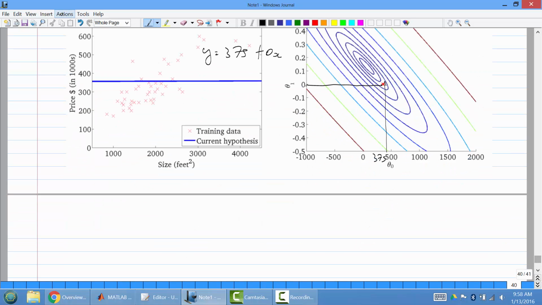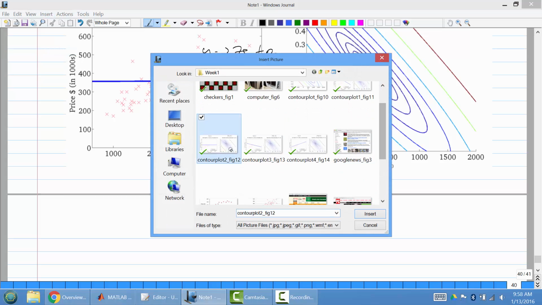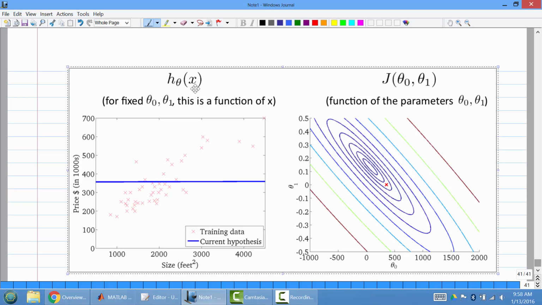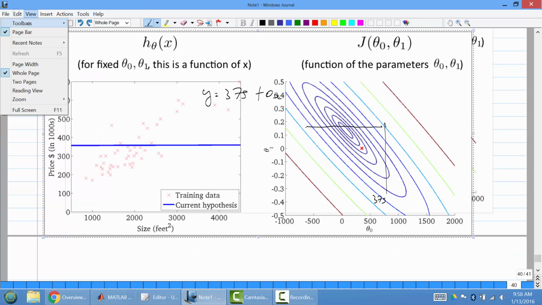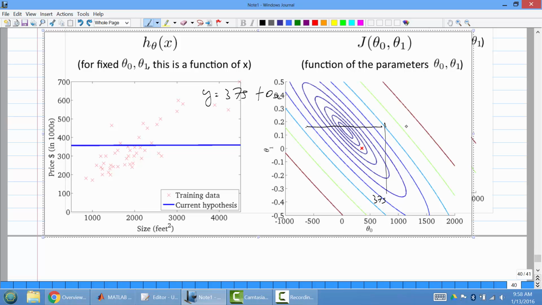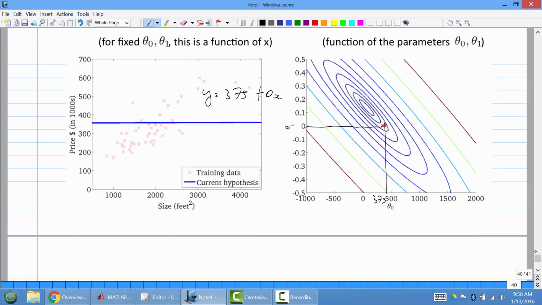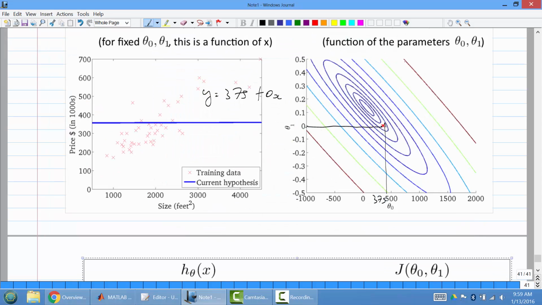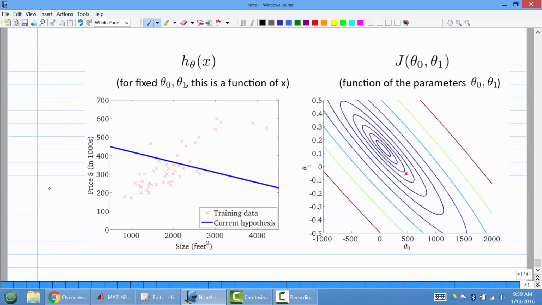Okay, and then here's another one. Just a couple more. Sorry, I chose the wrong one. There we go. This is good. Okay. So I chose another one that's a little farther away. So this is 425, and then this is roughly 0.05 or so.